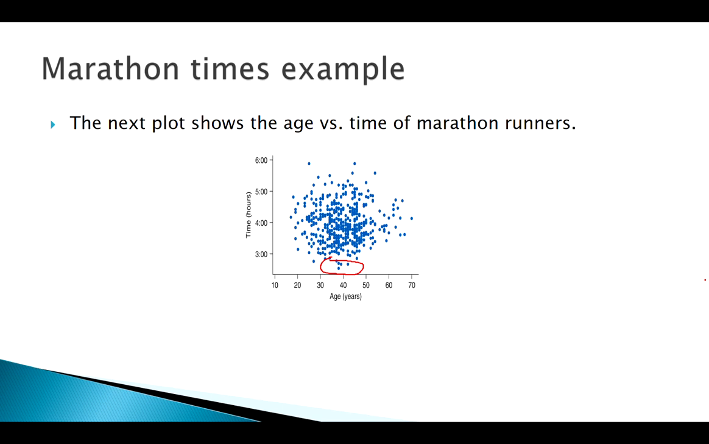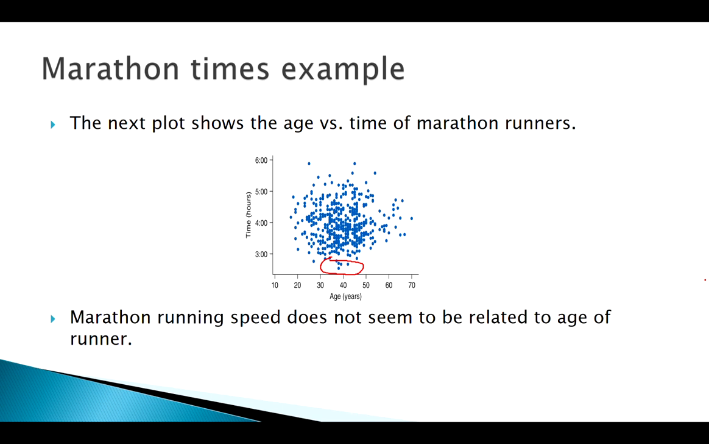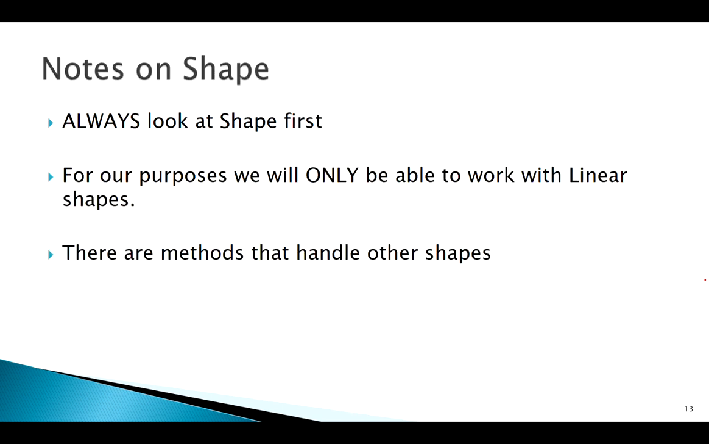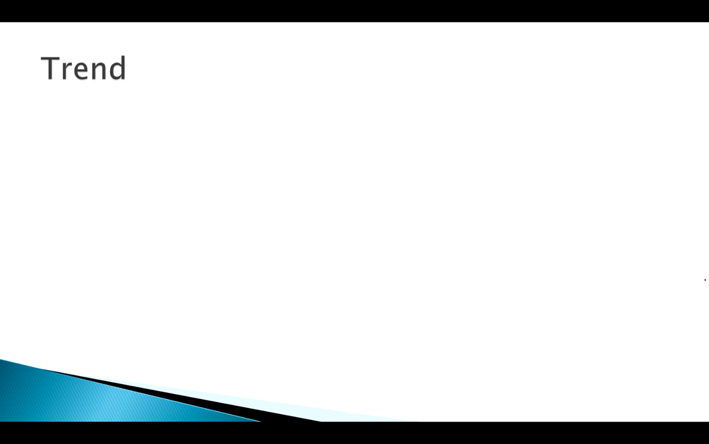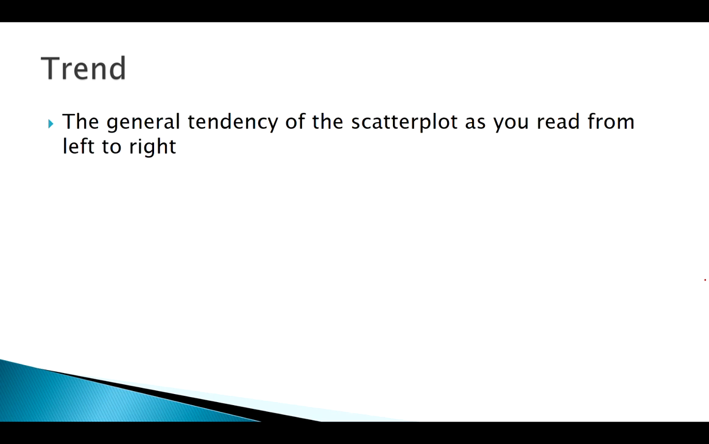So this example is meant to show that if we go into something thinking there will be a relationship, sometimes it can be just as interesting to find no relationship. The big thing about shape, we always want to look at it first because the methods that we're looking at only deal with linear patterns. There are other methods that I mentioned, but right now we're just dealing with linear. So that's shape. Now what are we interested in with trend?